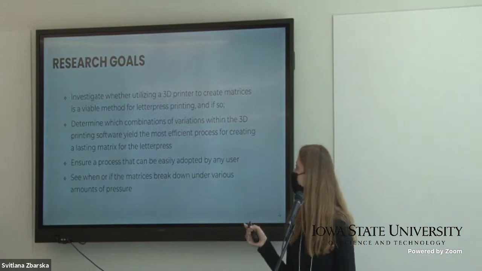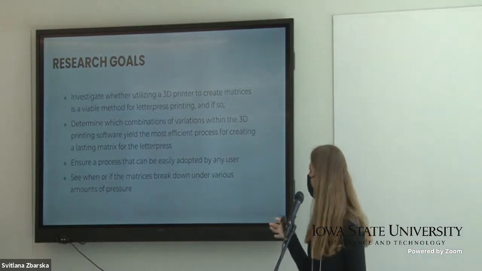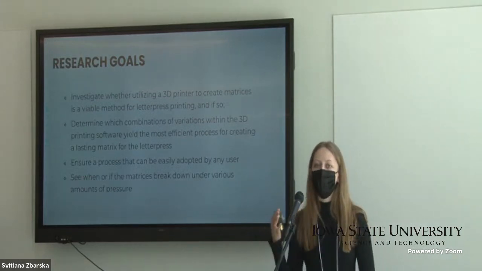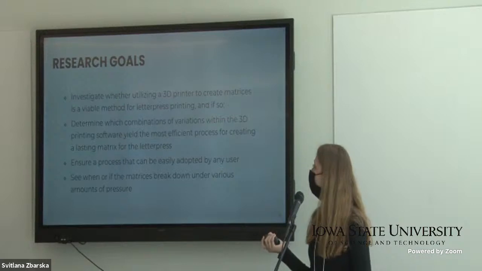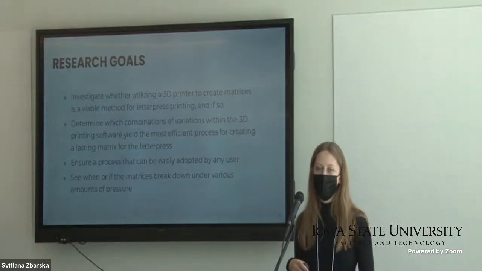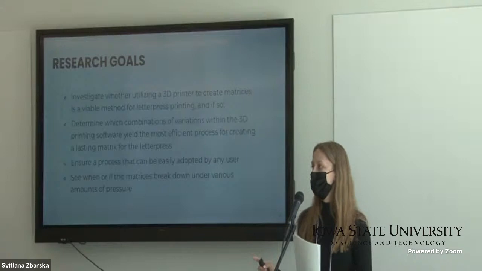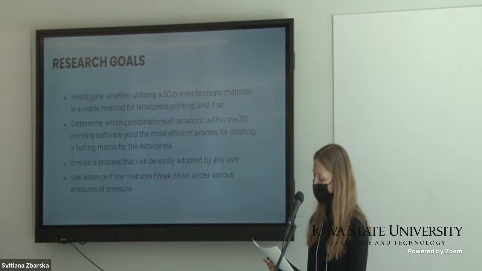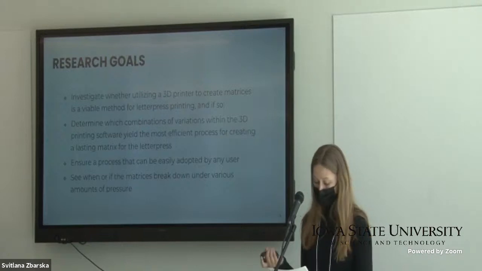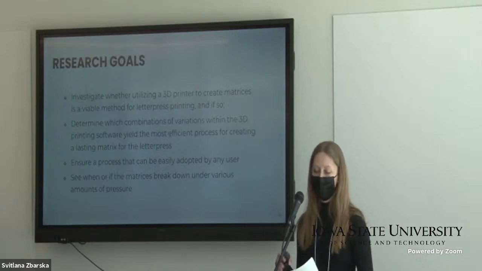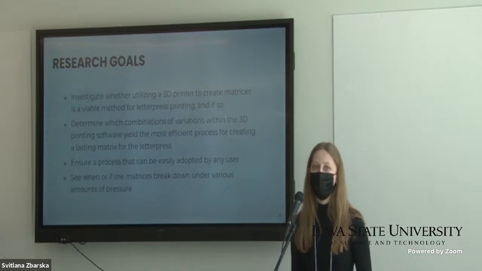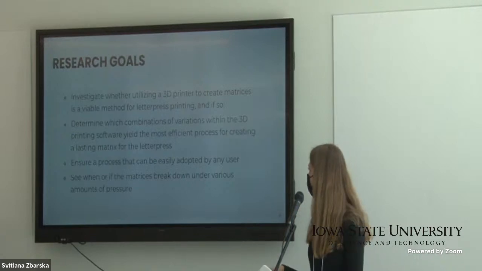So the goals of our research: we first wanted to determine if using a 3D printer to create matrices for a letterpress printer was even a viable option. And then if so, we wanted to determine which combinations of variations within the 3D printing process produced both a lasting matrix and a process that maximized efficiency. Ultimately, if we found that using a 3D printer was a viable option for the letterpress, we wanted our process to be very user-friendly, a process that could be picked up by a student even if they had no previous knowledge of 3D printing or the 3D printing software.